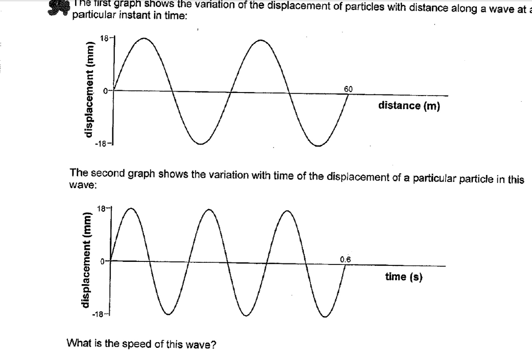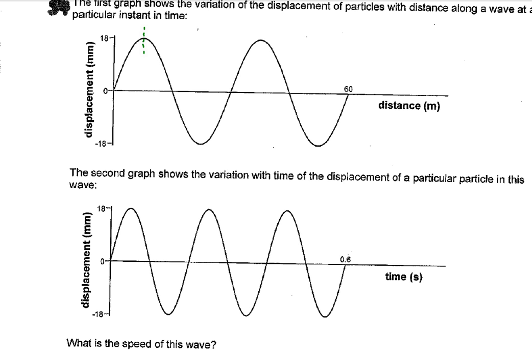Right, the first graph shows the variation of the displacement along a wave at a particular instant in time. The second graph shows the variation with time. What is the speed of this wave? Okay, so this is a question that's not that hard, except you've never been asked it before. You've got to know what's different about a displacement against distance graph, and what's different with the time graph. Well, let me just give you a hint.